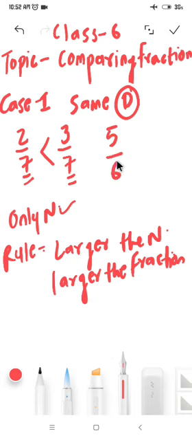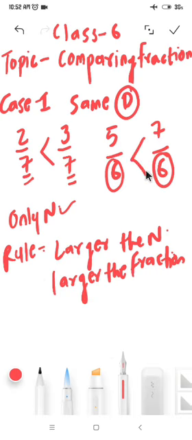Now I will take another example. 5 upon 6 and 7 upon 6. In both the fractions, their denominators are the same. So you have to look only at the numerator. Larger the numerator value, larger the fraction. Here 7 is greater than 5. So 7 upon 6 is larger than 5 upon 6. Hope you understand case number first.